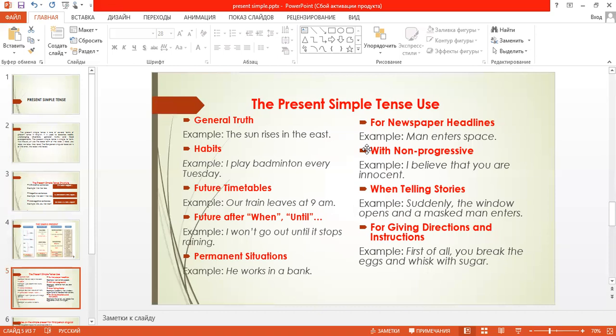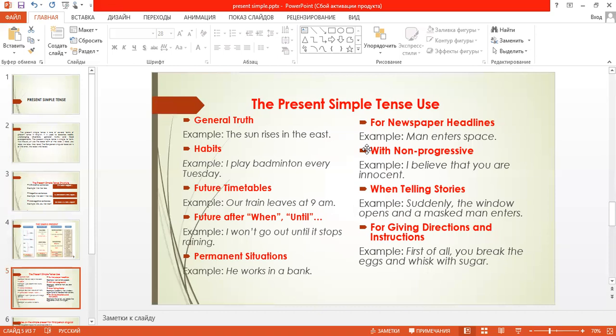His classes finish at, for example, 10 o'clock or 7 p.m. in this case, in this way. So also we use present simple tense to express future time after this kind of words as when, until, before, as soon as, and so on and so forth. For example, I won't go out until it stops raining.